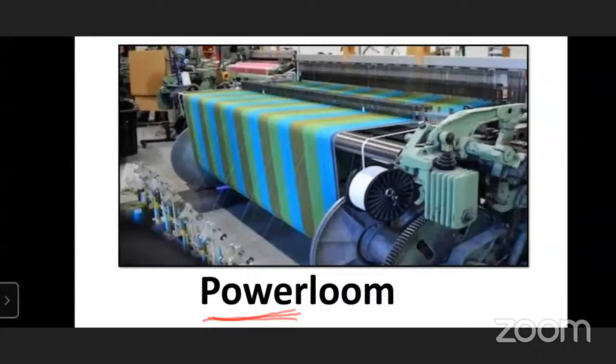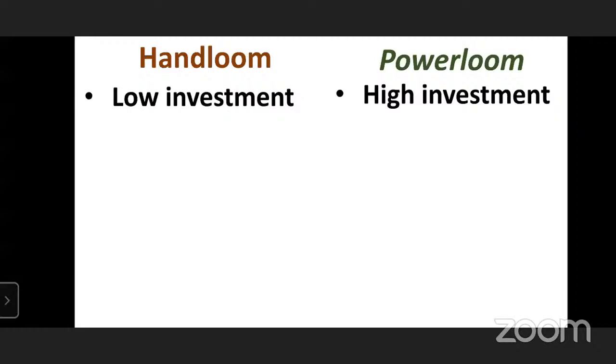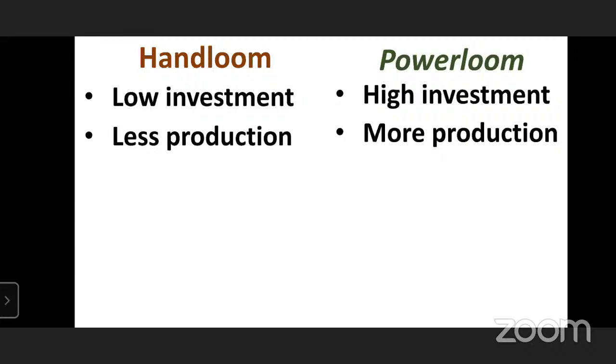Let's see some points about hand loom and power loom. In hand loom, there is low investment. Low investment means we don't need the machine which runs on electricity. The machines are normal, so that is low investment. And here the investment is high. Here we'll get less production because we are using hands. In power loom, because the machines run on electricity, we can get more production, more cloth on a large scale.